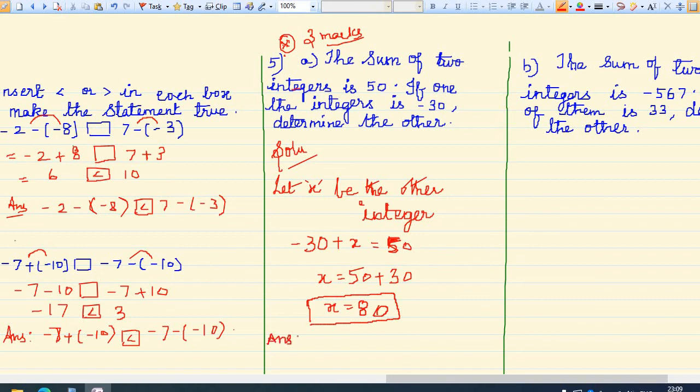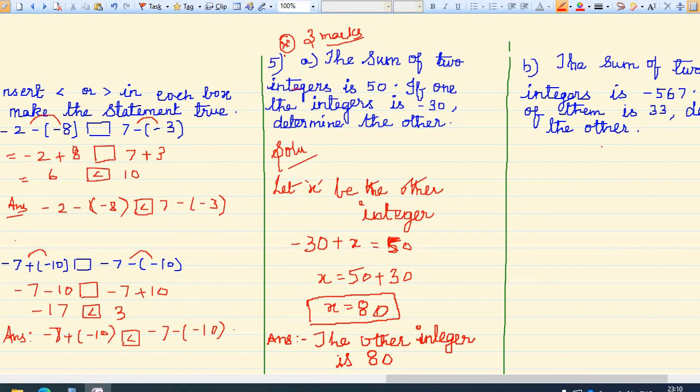Answer: the other integer is 80. So like this only you are going to find out the other integer. X be the other integer I am going to consider, and according to the question I frame the equation.